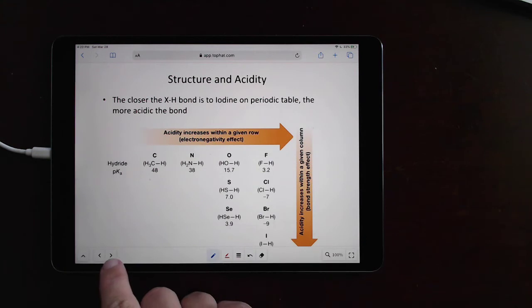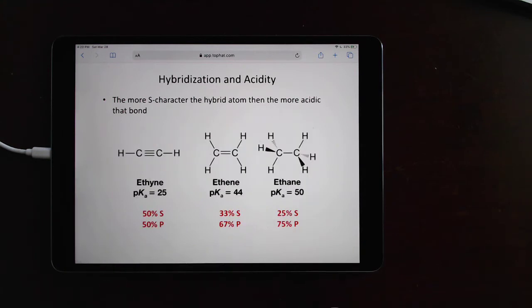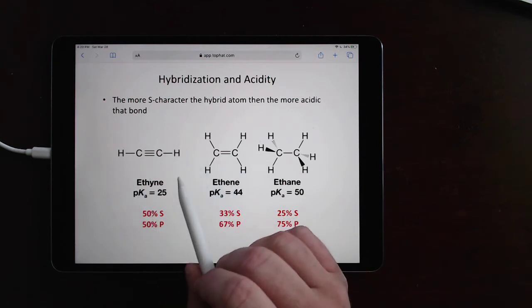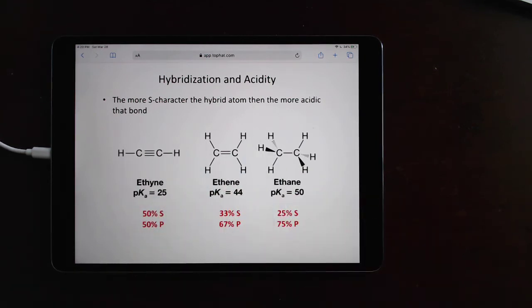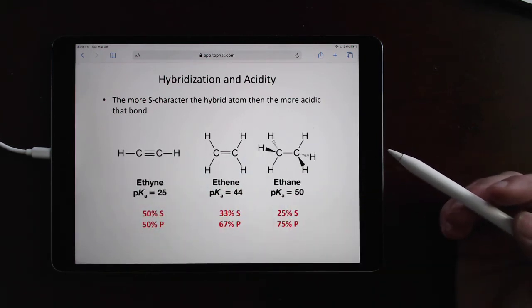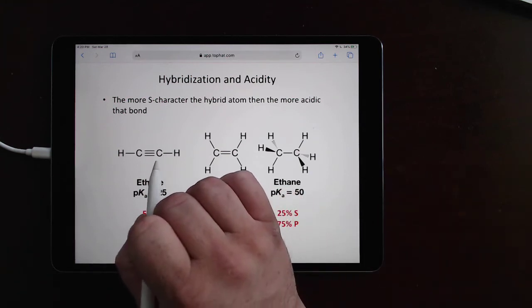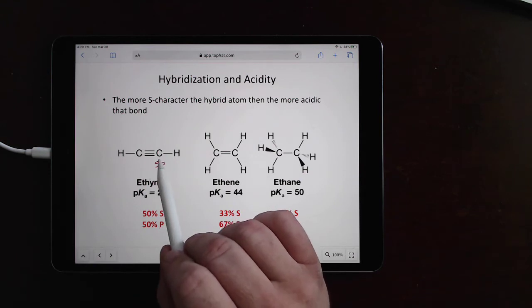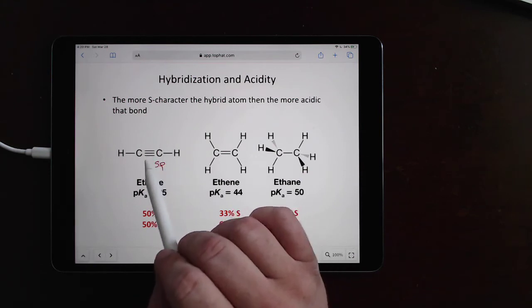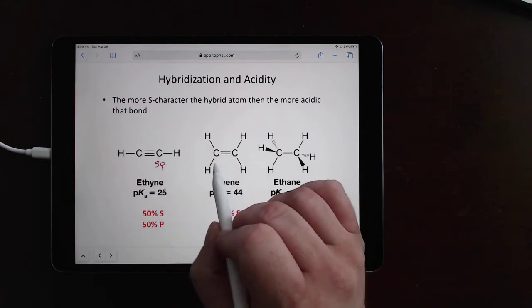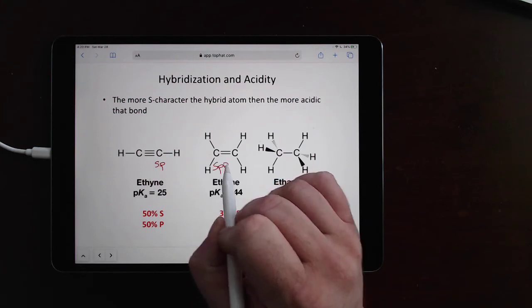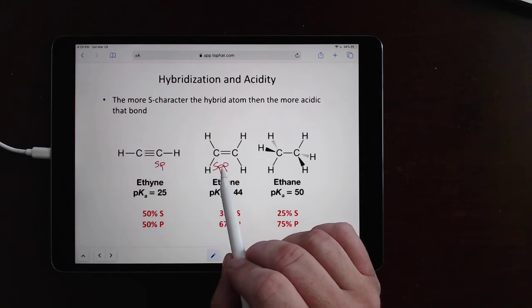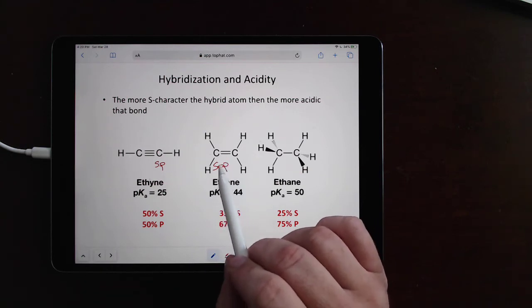Okay. So after that, for carbon, this comes into play with carbon mostly: the amount of s character there is on the carbon, the more acidic it is. So this is an sp, right? It's 50% s, 50% p, and that turns out to be a lot more acidic than if you had sp2, which is only 33% s, 67% p.